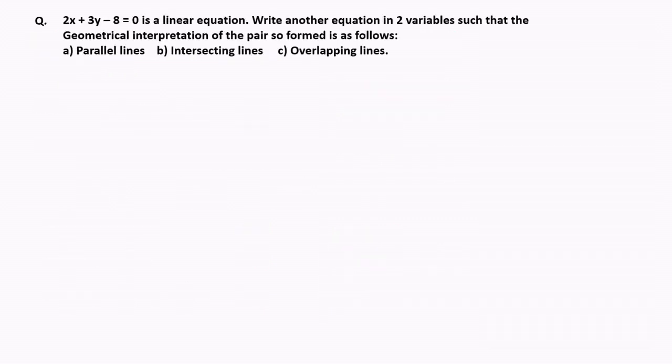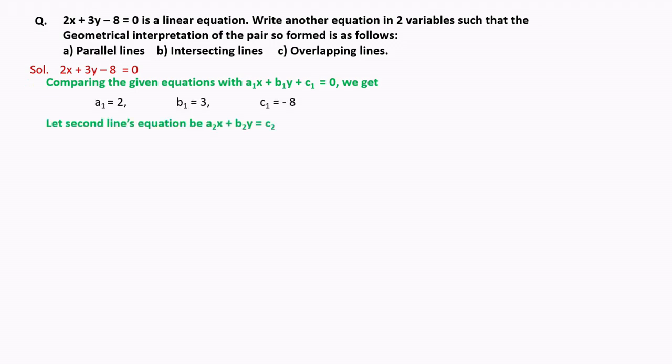Let us understand this step by step. The given equation is 2x plus 3y minus 8 equals 0. Comparing with the standard form ax plus by plus c equals 0, we get a1 equals 2, b1 equals 3, c1 equals minus 8. Now we need to write another equation such that the pair represents different situations.